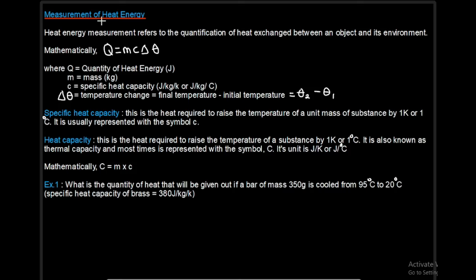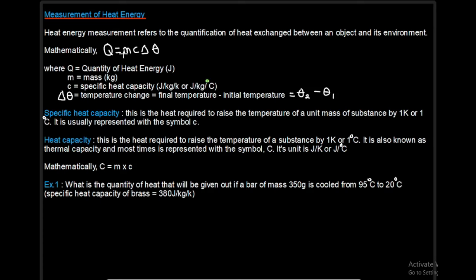Now in this video, we're going to be talking about measurement of heat energy. Basically, heat energy measurement refers to the quantification of heat energy exchanged between an object and its environment. And mathematically, we have the quantity of heat energy equals mc delta theta, where Q is equal to the quantity of heat energy, m is the mass of the object, and c is the specific heat capacity of the object measured in joules per kilogram per Kelvin or joules per kilogram per degrees Celsius.